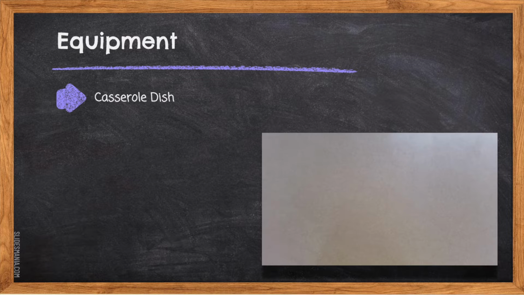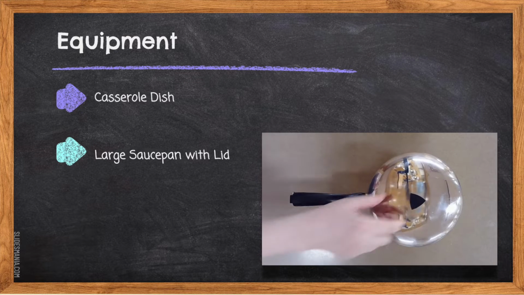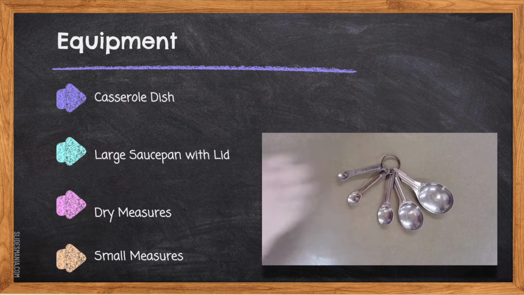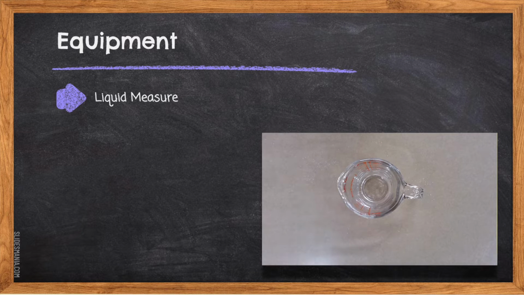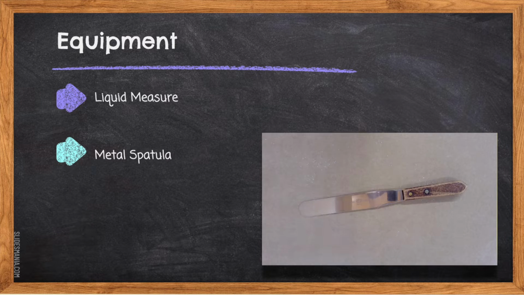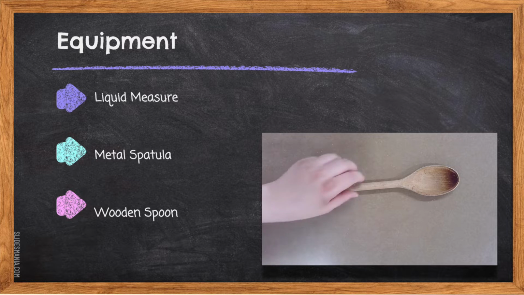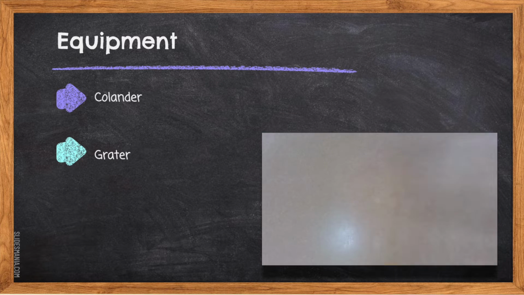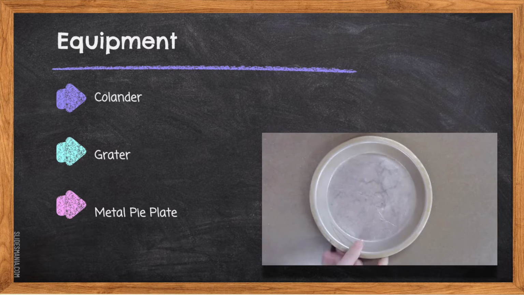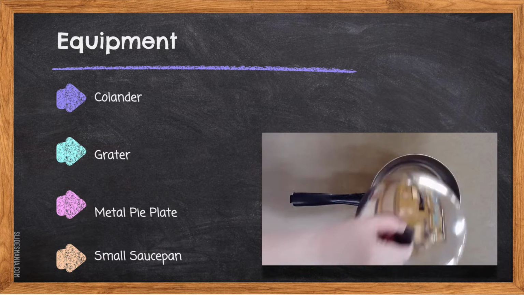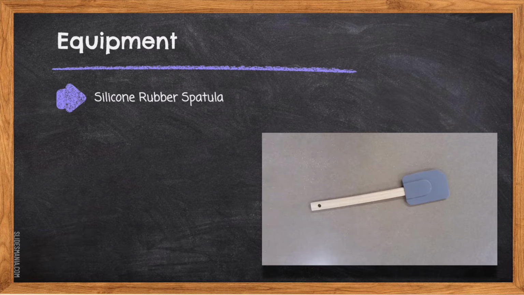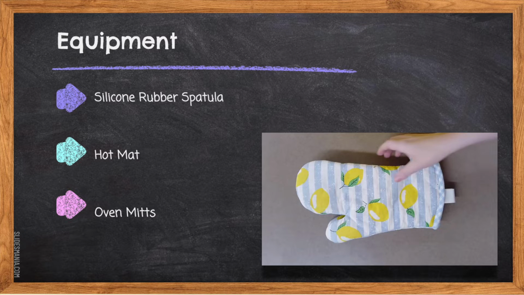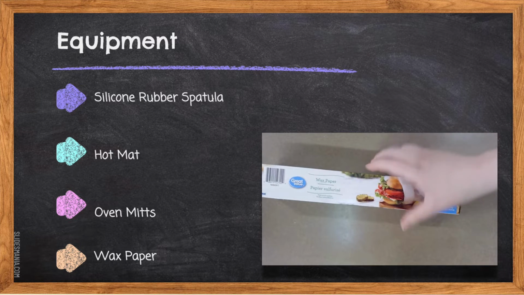Equipment. For this recipe, you will need a casserole dish, large saucepan with lid, dry measures, small measures, liquid measure, metal spatula, wooden spoon, metal fork, colander, grater, metal pie plate, small saucepan with lid, rubber spatula, hot mat, oven mitts, wax paper, and finally, a lifter.